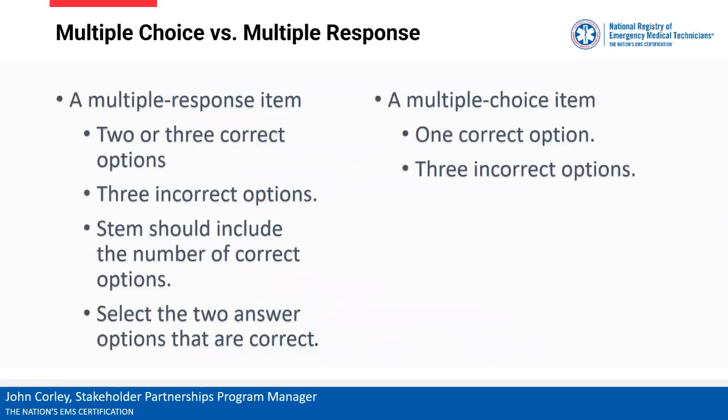Multiple choice versus multiple response. With a multiple response item, we talked about this again, kind of hammering it home: 2 or 3 correct options, 3 incorrect options. The stem should include the number of correct options. And the verbiage that we use at the National Registry is, select the 2 or the 3 answer options that are correct. That will always be at the end of the multiple response item. You don't have to use that verbiage. You can use whatever you'd like, but if you want to be consistent with our style, that's what we use. Select the 2 answer options that are correct. For the multiple choice item, there's the 1 and the 3 we talked about before.